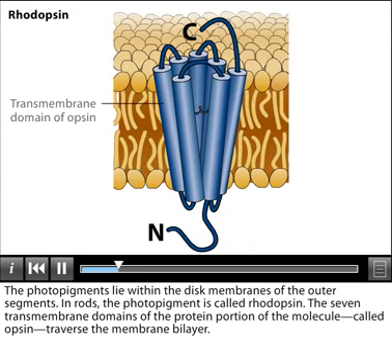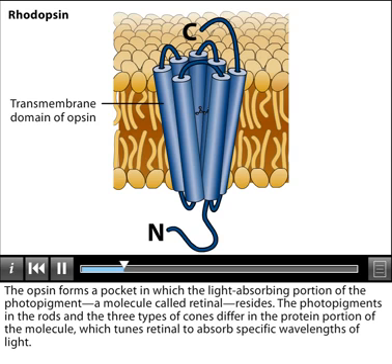The 7 transmembrane domains of the protein portion of the molecule, called opsin, traverse the membrane bilayer. The opsin forms a pocket in which the light-absorbing portion of the photopigment, a molecule called retinal, resides. The photopigments in the rods and the 3 types of cones differ in the protein portion of the molecule, which tunes retinal to absorb specific wavelengths of light.